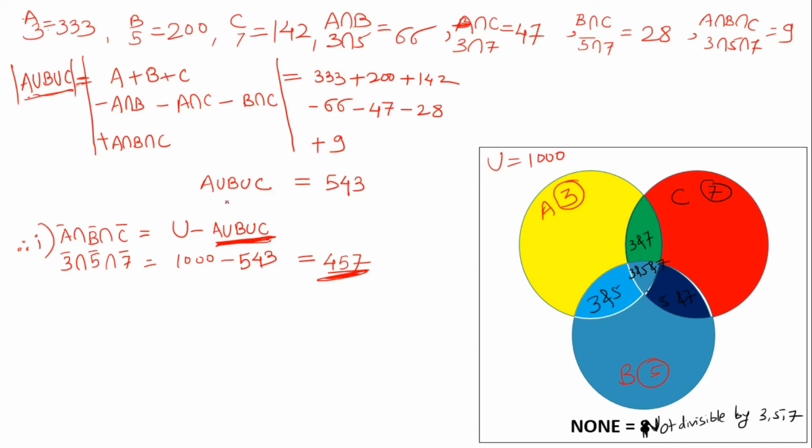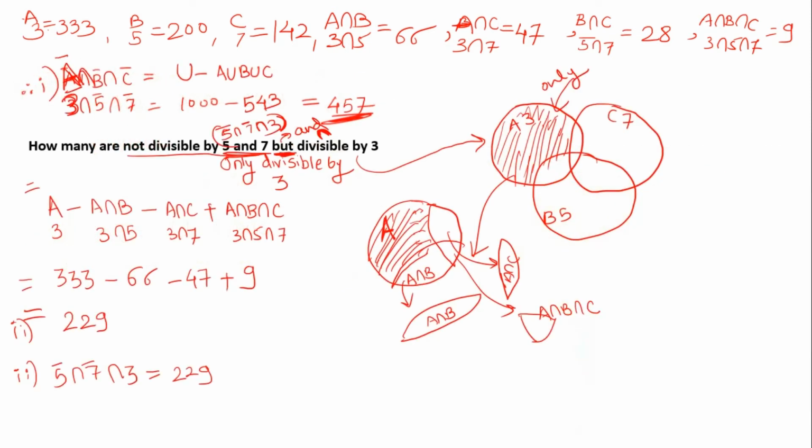Now we know that numbers which are not divisible by 3 nor by 5 nor by 7 will be your whole universal set minus this portion, which will be the none portion. So this will be 1000 minus 543, which will give me the answer, that is 457 numbers are there which are not divisible by 3 nor by 5 nor by 7.